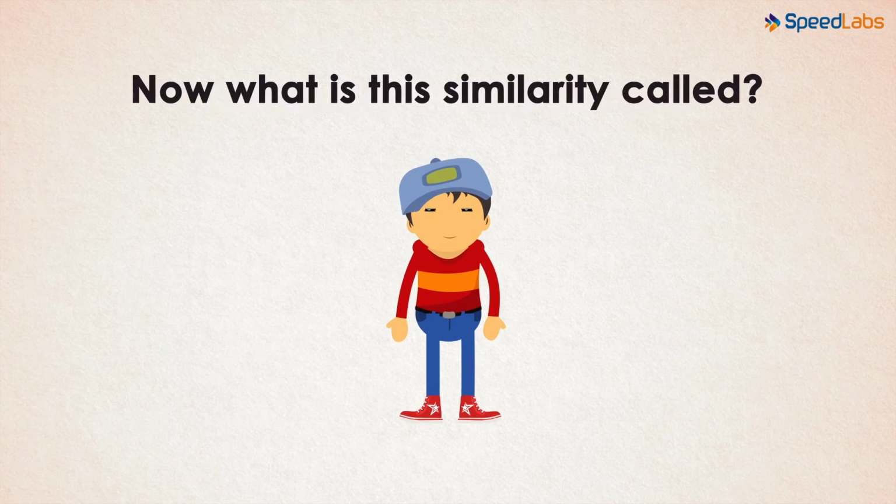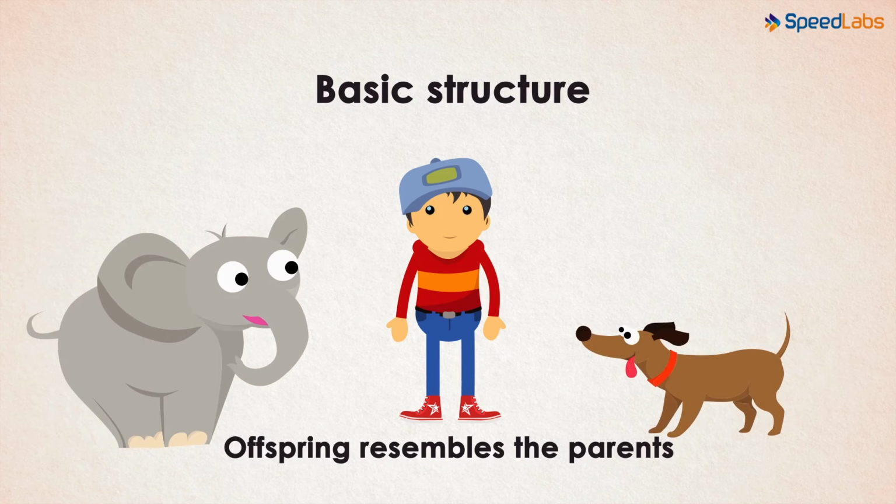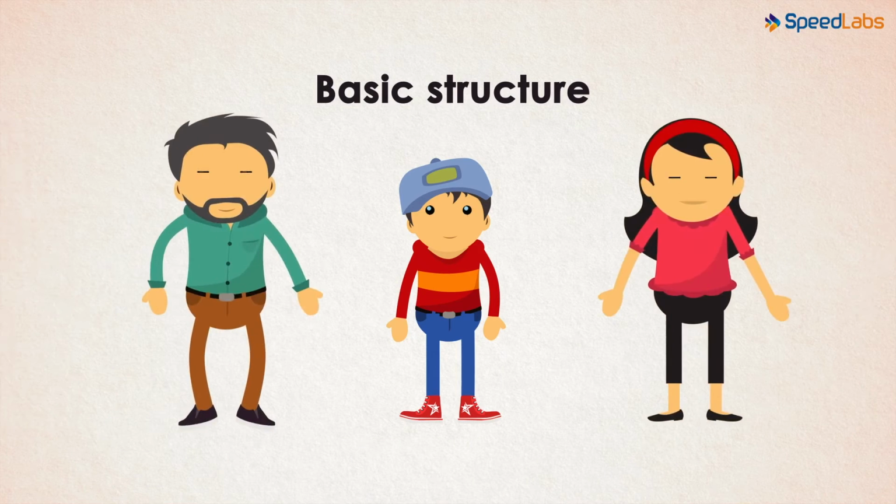Now, what is this similarity called? It is called the basic structure of the human body. Every offspring of a particular species will resemble the parents in its basic body structure. When I say basic body structure, what do I mean? The body design includes the eyes, nose, hands and feet and other basic body organs.